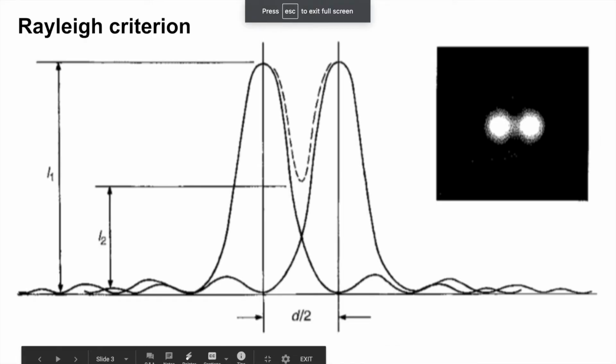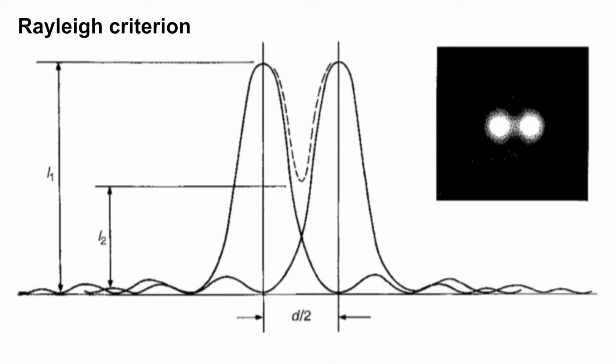All right, now, like I mentioned, we're going to look at multiple diffraction spots so that we can try to resolve them. And there are different criteria for how we resolve these spots. So I'm going to show you a couple here. The first one is the so-called Rayleigh criterion.